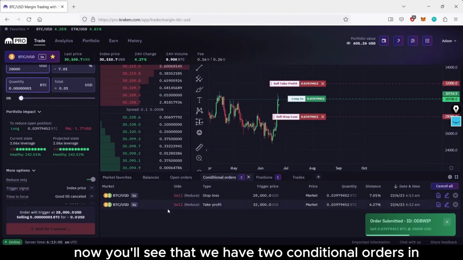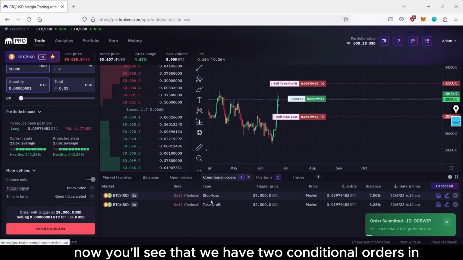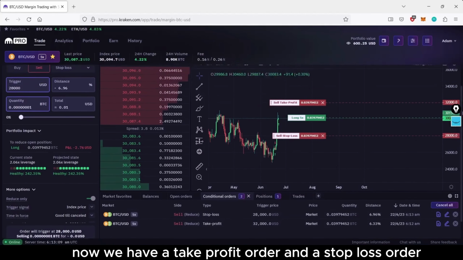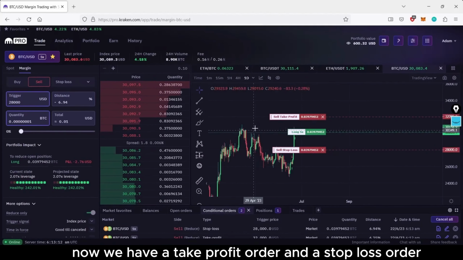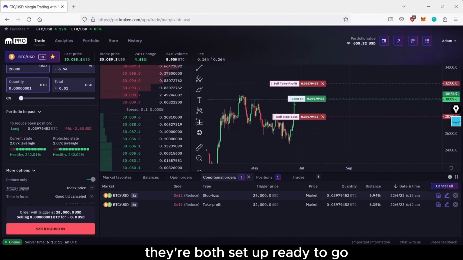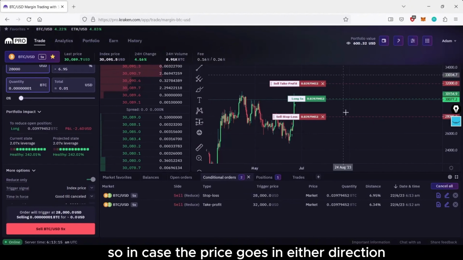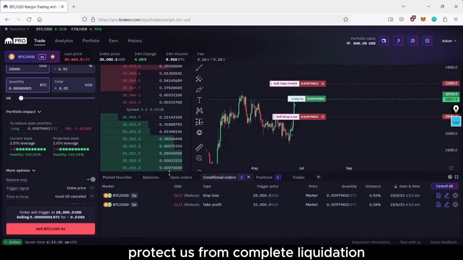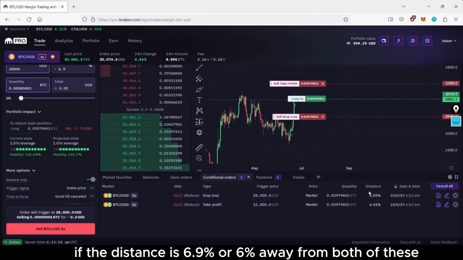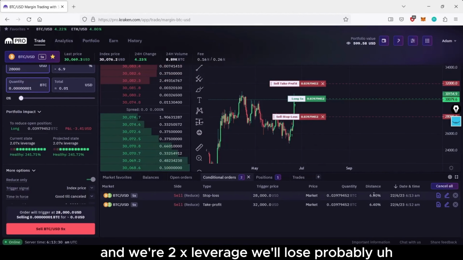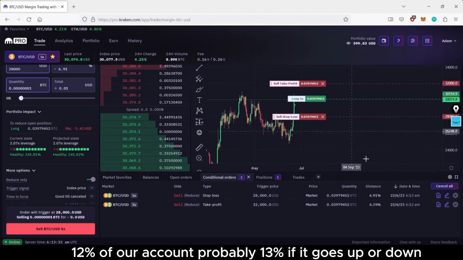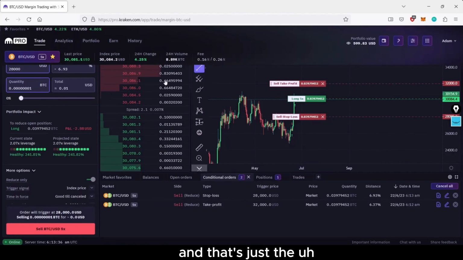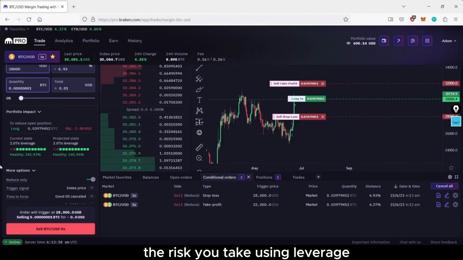Now you'll see that we have two conditional orders on our book now. We have a take profit order and a stop loss order. They're both set up, ready to go. So in case the price goes in either direction, we have something that can protect us from complete liquidation. If the distance is 6.9% or 6% away from both of these and we're at 2x leverage, we'll lose probably 12% of our account, probably 13%. If it goes up or down, that's just the risk you take using leverage.